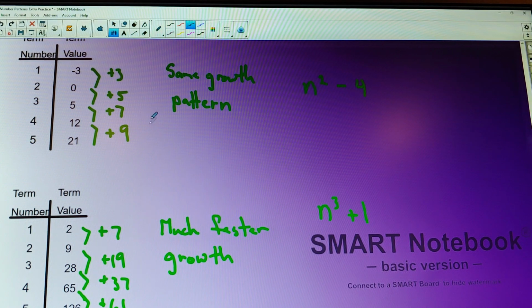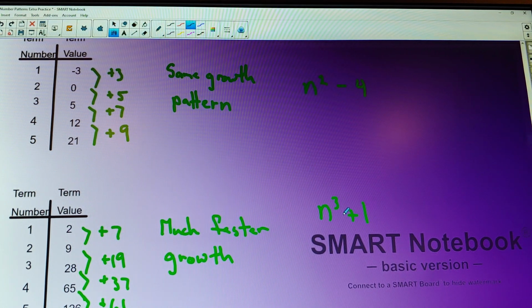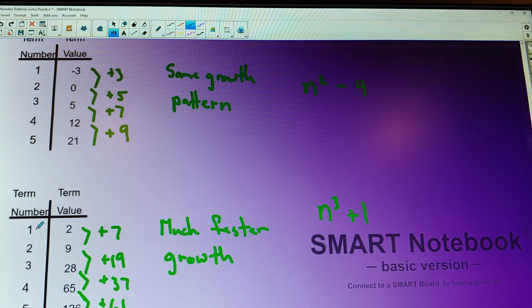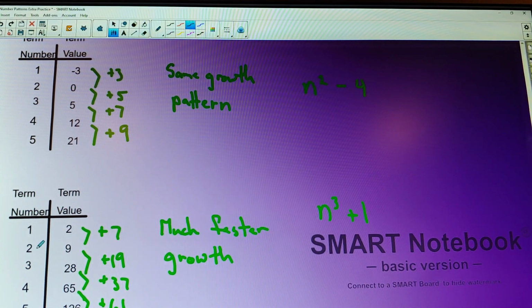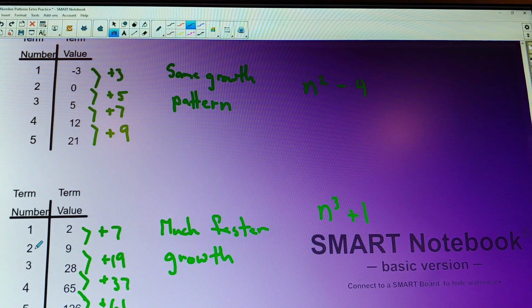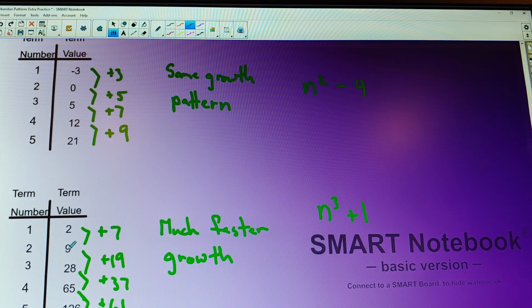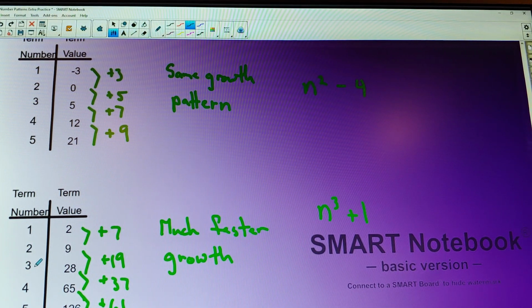And because it's popping out bigger numbers than up here, we're going to be using a different exponent. So next one to try is cubed, or to the exponent 3. So this one would be 1 times 1 times 1, which is still 1. We need 2, so we're going to add 1. 2 times 2 is 4, times 2 is 8, plus another 1 gives us 9. Okay, so that's how this is working. So this would be 3 times 3 times 3, plus another 1 gives us 28.